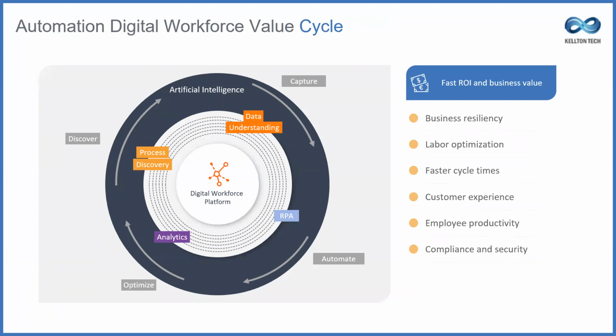This virtuous digital workforce value cycle enables any organization to capitalize on the benefits of automation, leveraging core RPA, AI, and analytics. In the area of process discovery, we are about to make generally available discovery bots which can determine which processes are the best candidates for automation, their projected ROI, and the automatic construction of those bots.